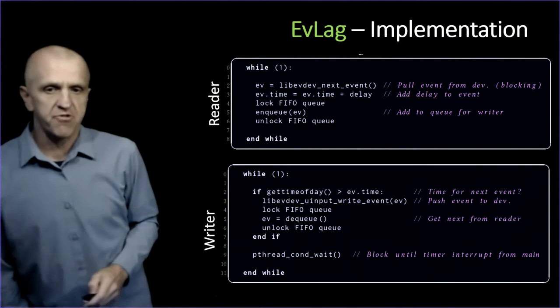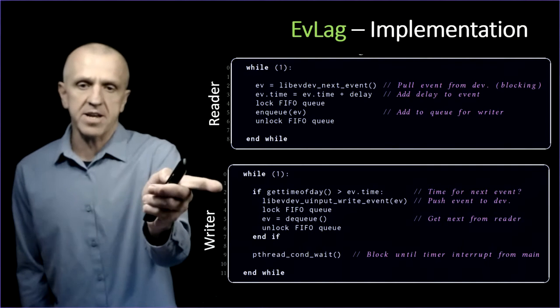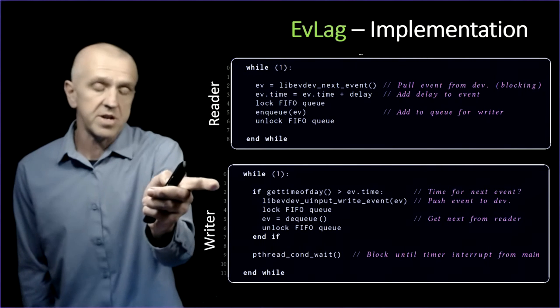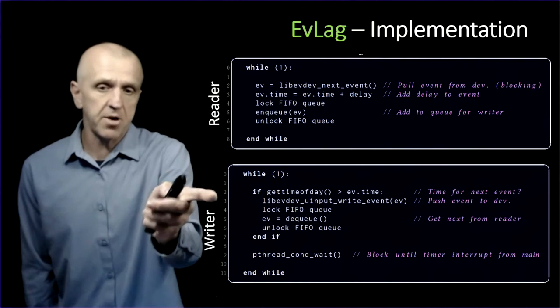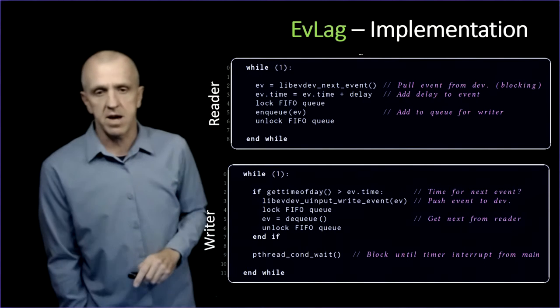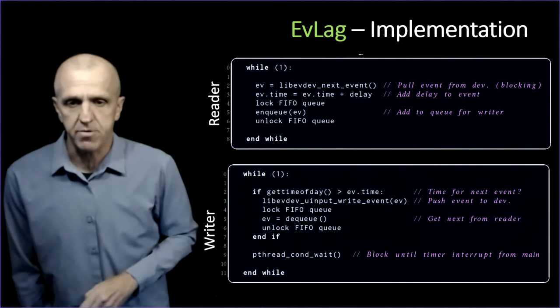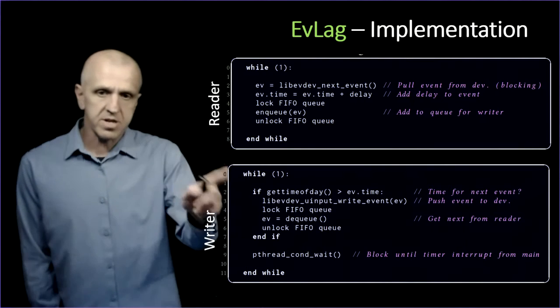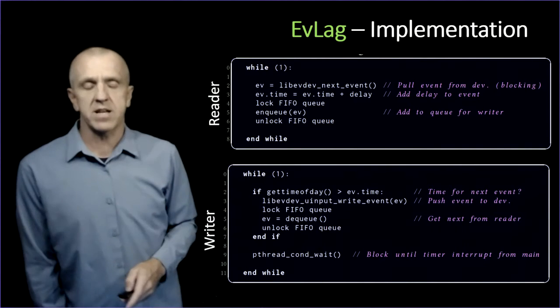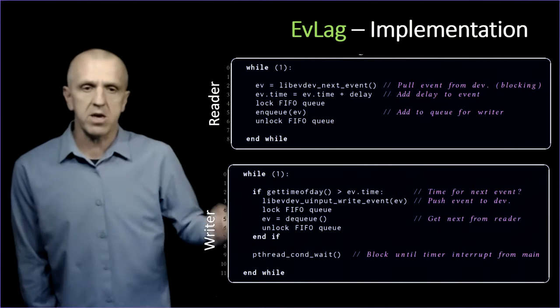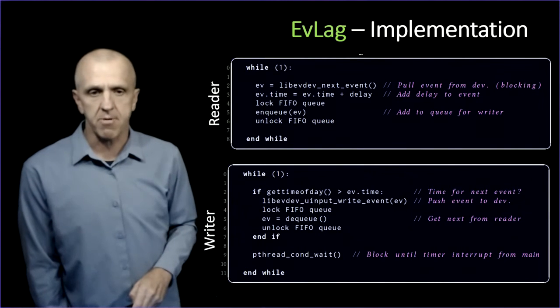The writer is the thing that pulls from the queue. So it checks the latest event. It says, oh, is it time to dequeue that? Has the lag time expired? If so, then it writes it to the device again, so the application can grab it and do whatever it's supposed to do with it. So it uses the same queue for that. It then blocks, because it gets interrupted by the main thread. That's the timer. So it's going to pull from that queue at a rate that's controlled by the timer.